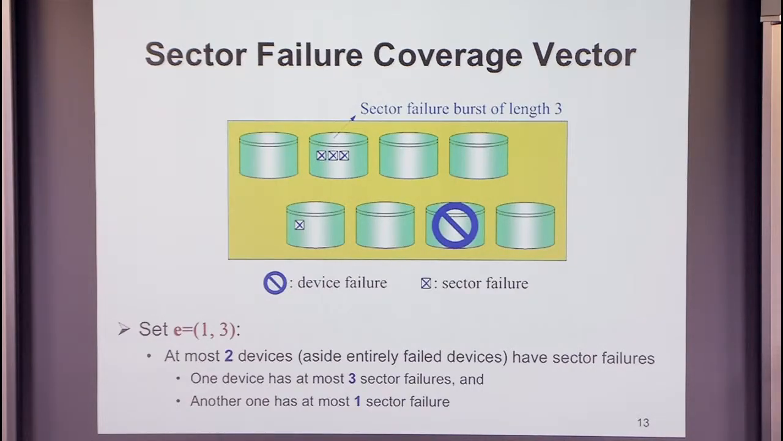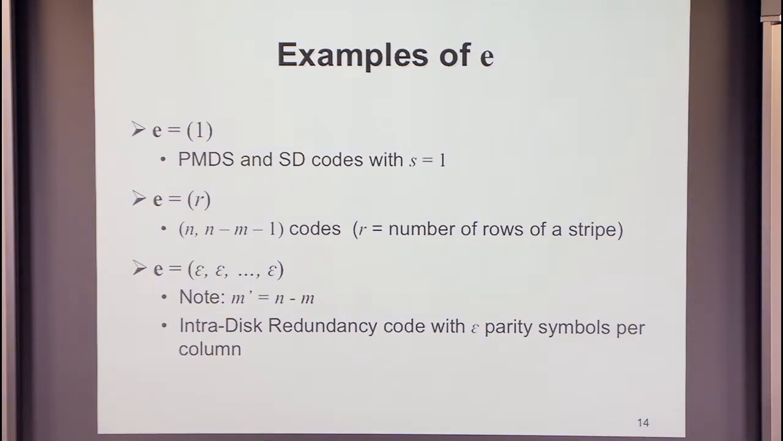So basically, this is how it works. And you can design this E to take care of some special cases. For example, if E equals 1, that will be equivalent to the PMDS codes and SD codes with s equal to 1. If E equals r, basically you assume that one partially failed device, but all its sectors are considered failed, so it's just equivalent to an entirely failed device. So in this case, it would be just equivalent to the n minus m minus 1 codes. And if you put all the epsilons, where there would be n minus m elements, that will be equivalent to the IDR codes with epsilon parity symbols.